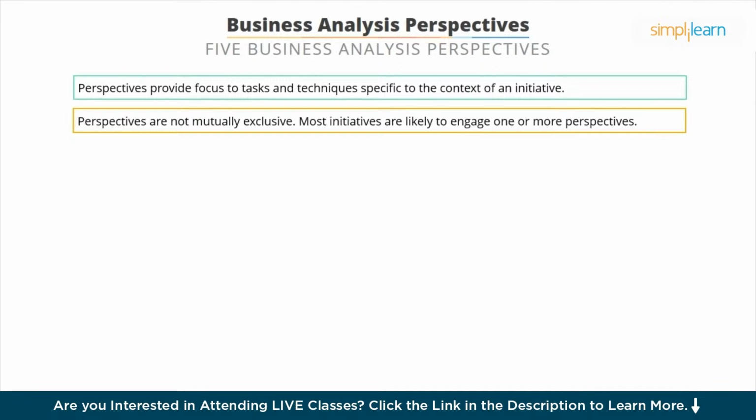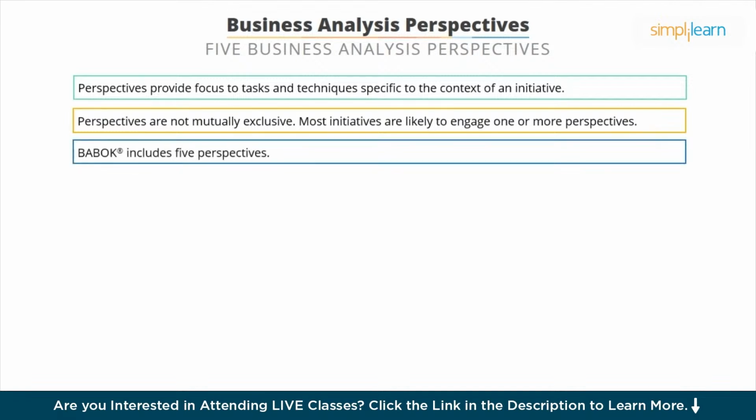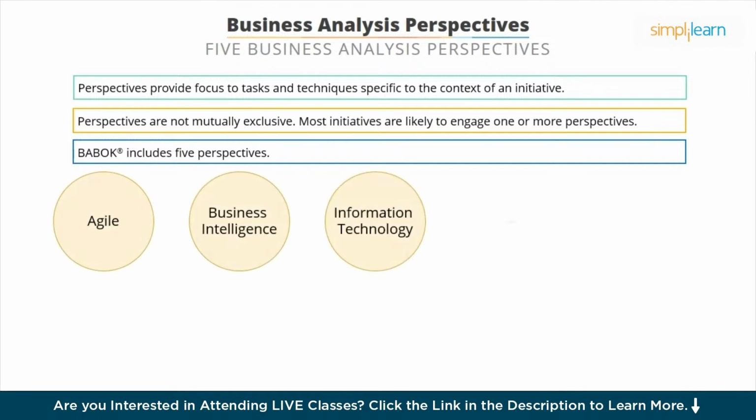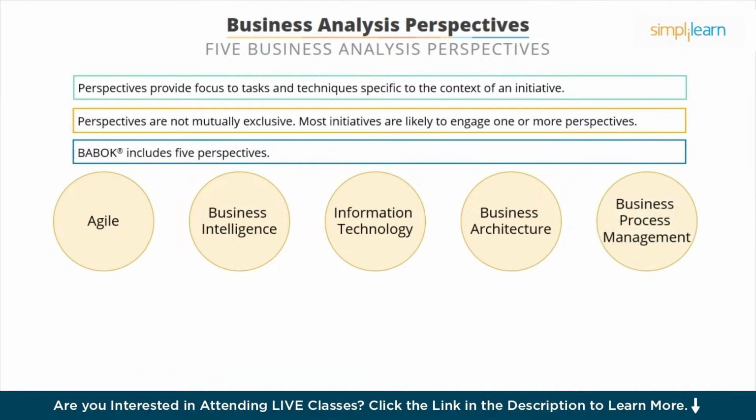For example, if the solution to an IT project involves changes to the business process, then the approach must be agile. Here, Agile, information technology, and business process management perspectives are used. Large and complex initiatives might need to engage all the perspectives. Five perspectives are included in the BABOK: Agile, business intelligence, information technology, business architecture, and business process management. We'll discuss these next.